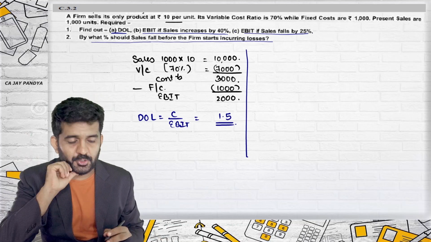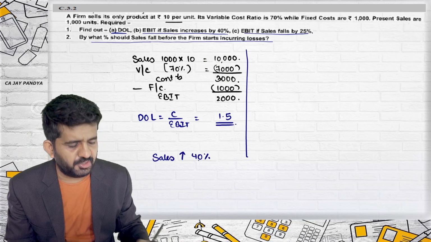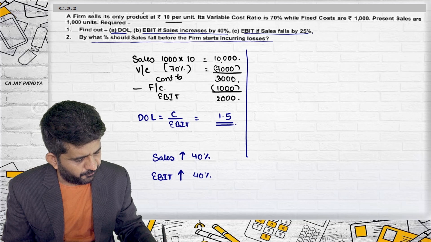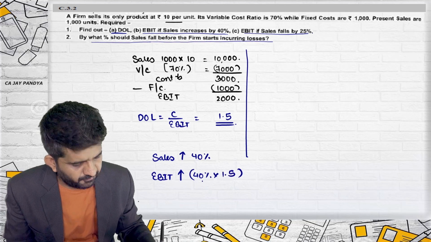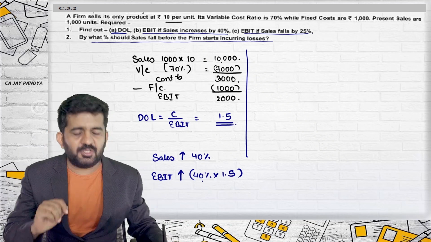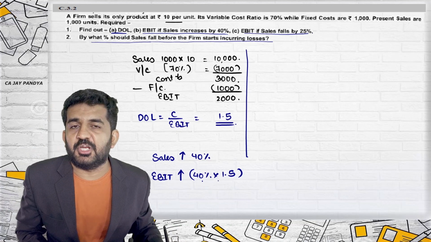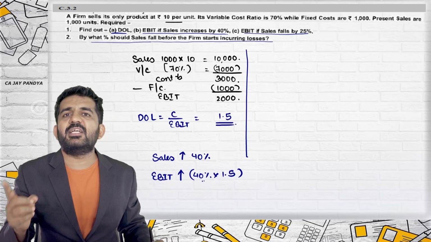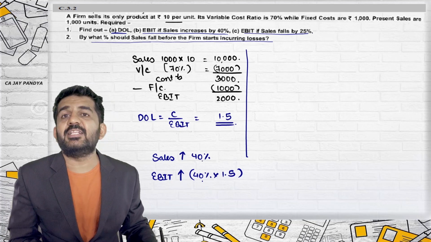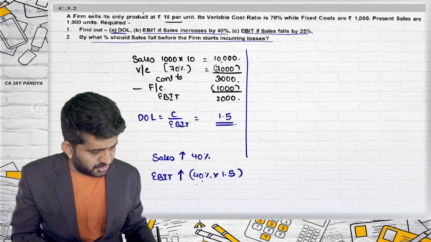See, your understanding should be absolutely clear. If the sales increases by 40%, EBIT will increase by 40% into 1.5. Sir, you explained to us in a different manner that if contribution increases by 40%, then the EBIT will increase by 40% into 1.5. But it is one and the same. Percentage change in sales will be equal to percentage change in contribution. So if sales or contribution increases by 40%, EBIT will increase by 60%.